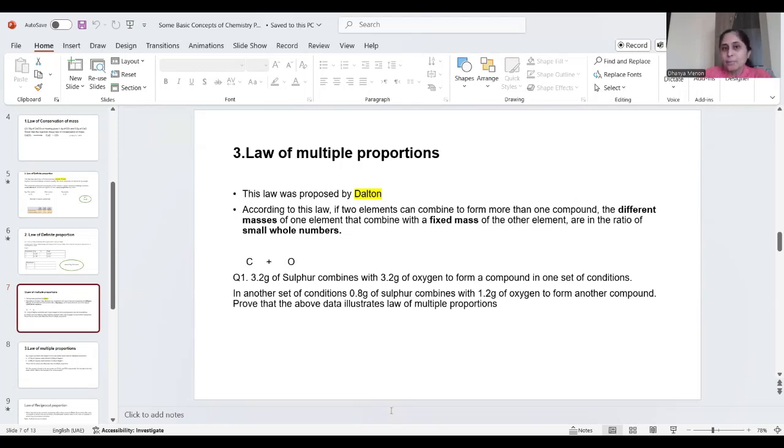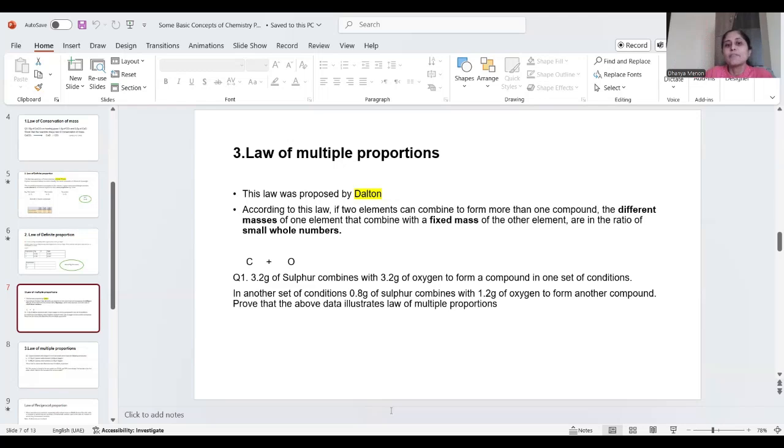3.2 grams of sulfur combines with 3.2 grams of oxygen to form a compound in one set of conditions. Okay, so here two elements are combining to give more than one product. But the reactants are the same, and the products are different. The mass of one element is fixed on the product side and the other one is different. And in another set of conditions, 8.8 grams of sulfur combines with 1.2 grams of oxygen to form another compound, just like carbon monoxide and carbon dioxide.